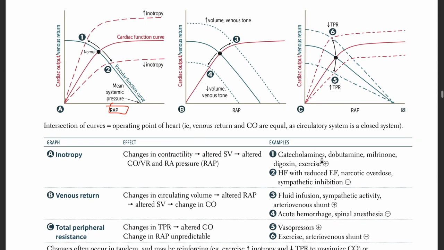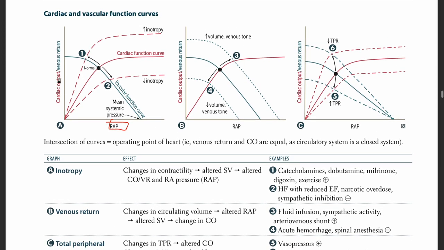Okay. So for example, for this curve, you give catecholamines, dobutamine, milrinone, digoxin, or exercise even, right? They all increase cardiac output.